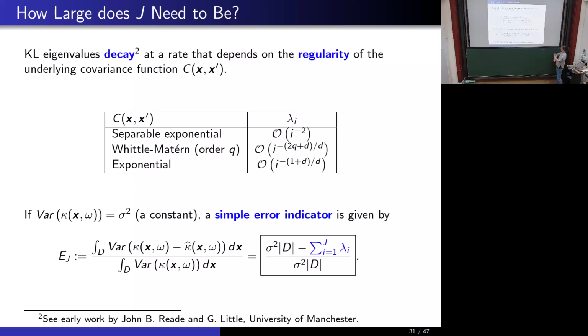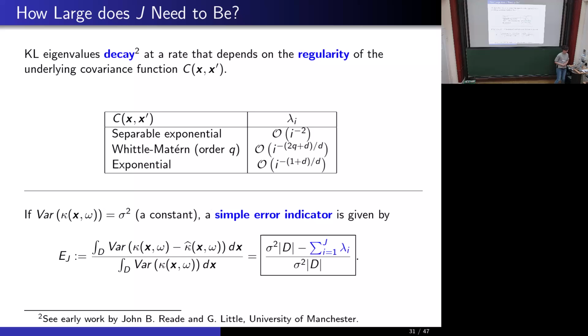But these decay rates are scattered all over the literature. I've tabulated there some of the rates for some of the covariance functions I've shown you. In particular for the Matérn one, you can see that the decay rate there explicitly depends on that parameter q. So the decay explicitly relates to the smoothness of the kernel that you've got.